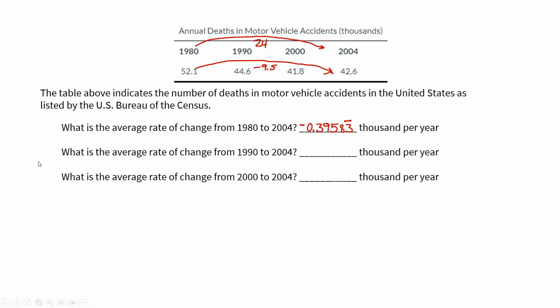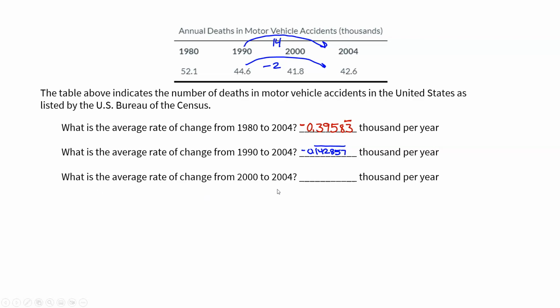If you look at those 2 years for the average. Now, if you go from 1990 to 2004, over that 14-year span, you had a decrease of 2,000. So you would do a negative 2 over 14, which ends up being negative 0.142857 repeating. And so basically the average rate of change is decreasing by 143 motor vehicle accident deaths per year at that point in time.